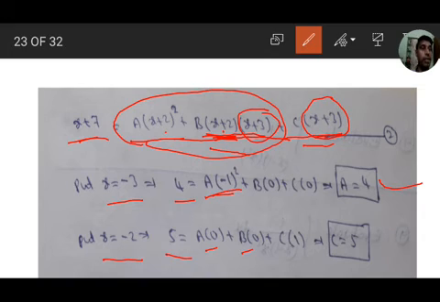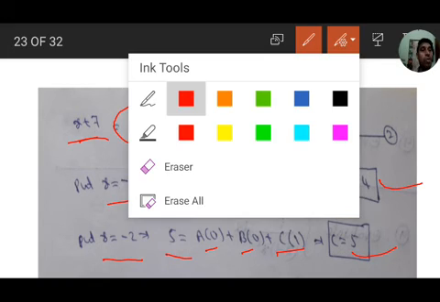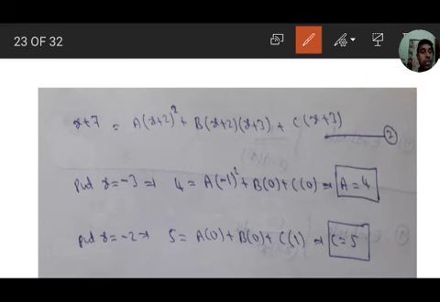C value: minus 2 plus 3 is 1, so c into 1, therefore c equals 5. That means a equals 4, b equals ..., and c equals 5. To get the b value, a and c must be 0. There are no common factors, which means they can't both be 0 at a time. So we have to simplify equation 1.